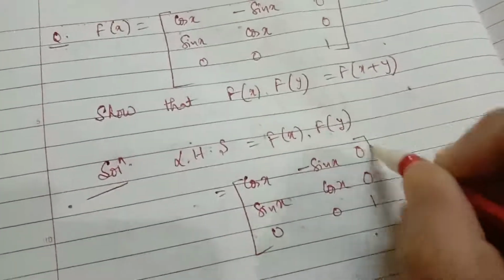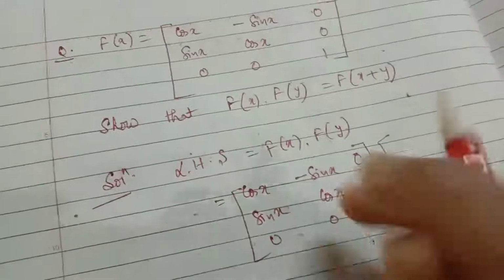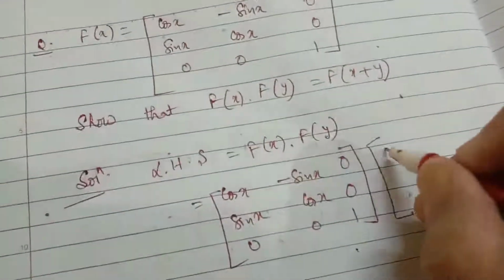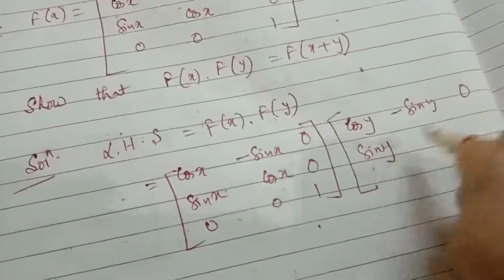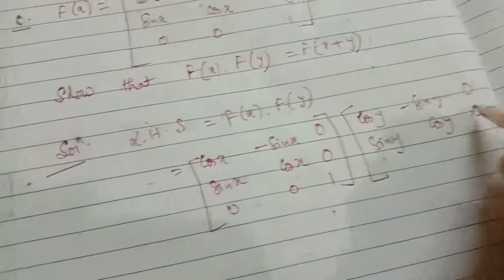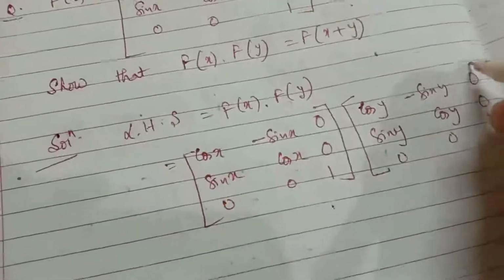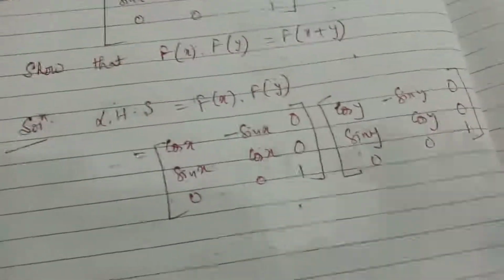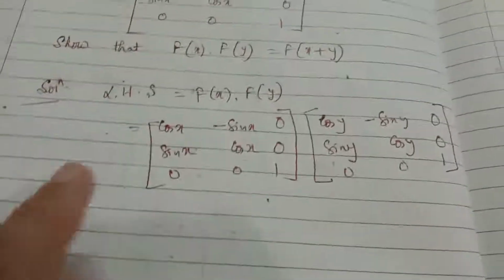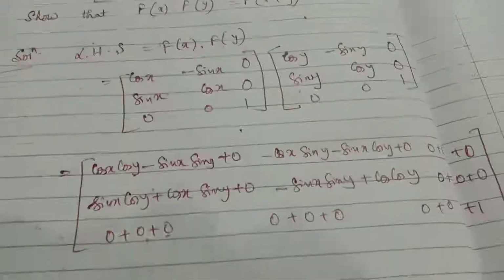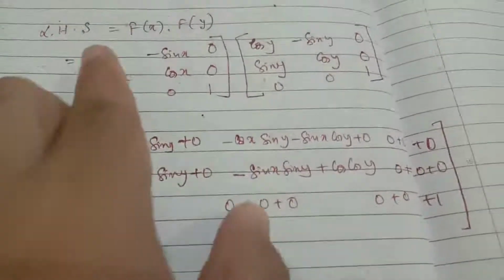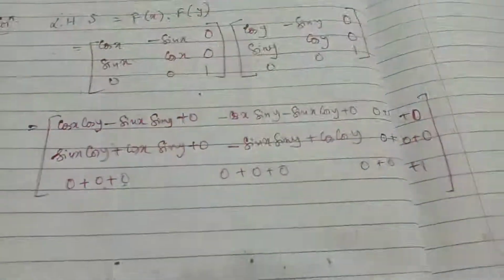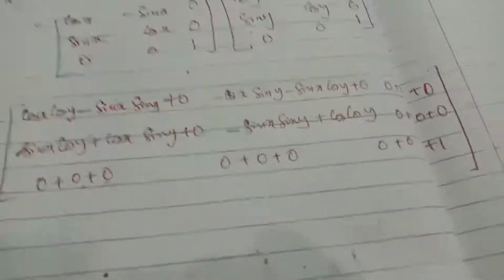This is f(x). And f(y), we just have to replace x by y, it will be [cos y, minus sin y, 0; sin y, cos y, 0; 0, 0, 1]. This is f(y). Now we have to multiply these two matrices, f(x), f(y). Multiplying first row, first column, etc., you know, we get this matrix.